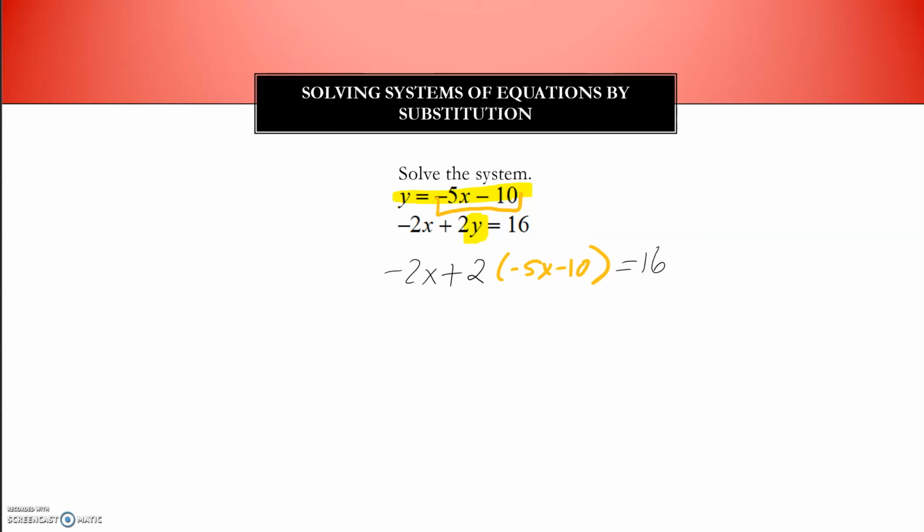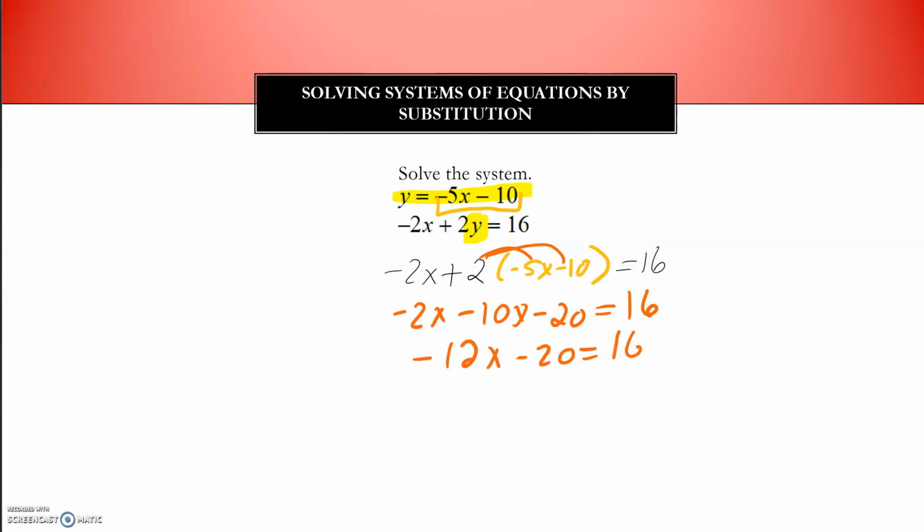You are substituting, you are replacing y with something that it is equal to in that other equation. Okay, solve. Negative 2x, distribute, minus 10x minus 20 equals 16. Combine like terms. Negative 12x minus 20 equals 16. Add 20 to each side. Negative 12x equals 36. Divide by negative 12 on each side. X equals negative 3.